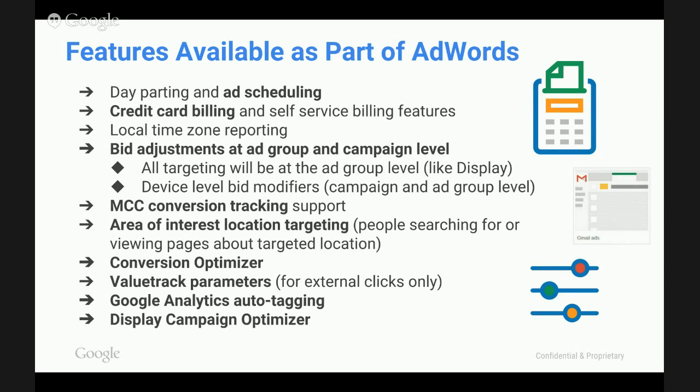Area of interest location targeting is going to be available as well. That is when you're choosing the people who are searching for or viewing pages about the targeted location. A couple more things: conversion optimizer, and also Google Analytics auto tagging, and campaign optimizer. ValueTrack parameters, that's for external clicks only. That would refer to different types of tracking, and this was also a common question from our advertisers and agencies. So we're just adding new features one at a time, and we're really hoping to improve and add more in the future.